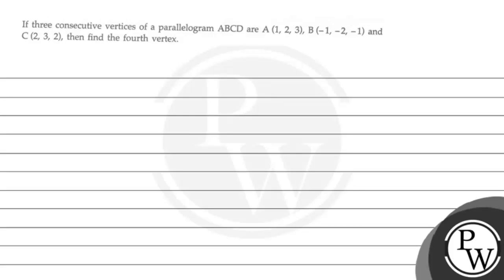Hello बच्चों, let's see the question. The question says that if three consecutive vertices of the parallelogram ABCD are A (1, 2, 3), B (-1, -2, -1), and C (2, 3, 2), then find the fourth vertex. Okay, so let's solve the question.